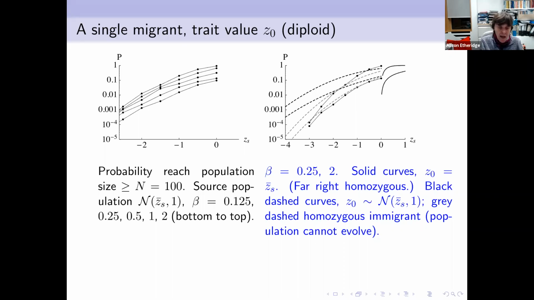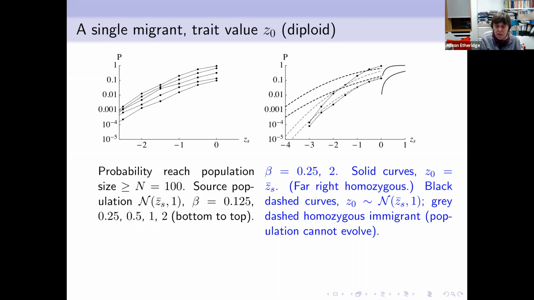Okay. And the dashed lines, I'm not allowing selection to act at all. I'm choosing the trait value of the migrant at random, but instead of having it be a heterozygous immigrant, so having two independent copies of the alleles at each different locus, I'm choosing it to be homozygous. So it's identical at the two loci. There is no genetic variance.